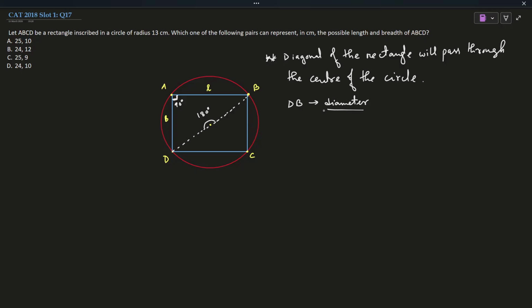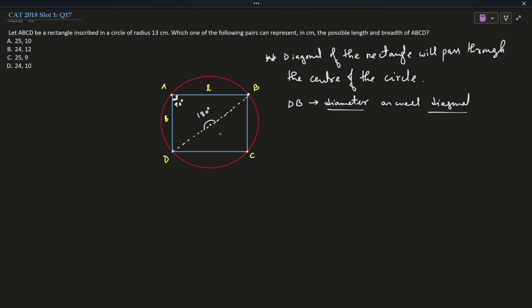If DB is diameter as well as diagonal, that means it passes through the center. This is 90-degree because this is a rectangle, but also this is a semicircle angle. This is 90-degree, this is 180-degree, twice of the half of the central angle. So this is the diameter as well as the diagonal. That means this passes through the center, right?